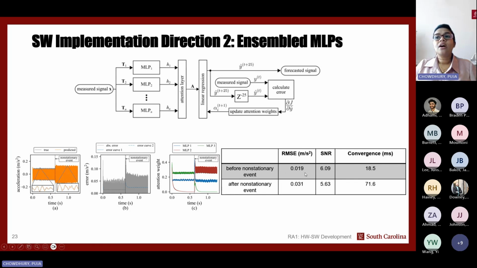before non-stationary, RMSE, SNR, and convergence are pretty good compared to after non-stationary events. Even in the figures, B and C, we can see that after the non-stationary event, it peaks high and gradually goes down. But compared to before that event, it's lower.